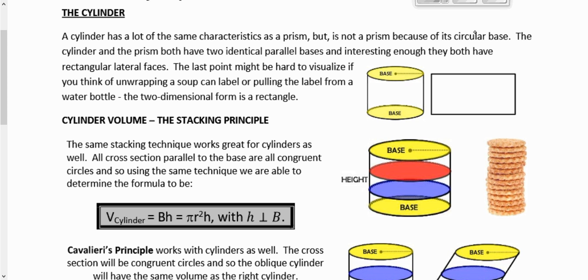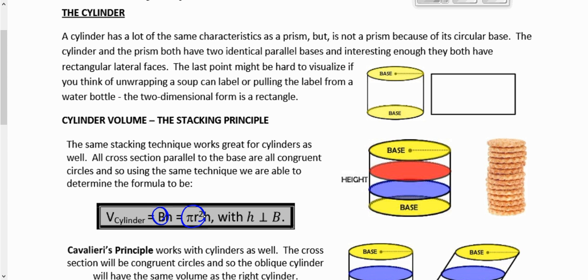So as I was saying, a cylinder could be considered just a prism with a circular base. So the capital B is for the area the base holds, right? And here's the formula for the volume of the cylinder. Volume equals capital B times H, but in this case, our capital B is what? Pi r squared, because that's the area of a circle.